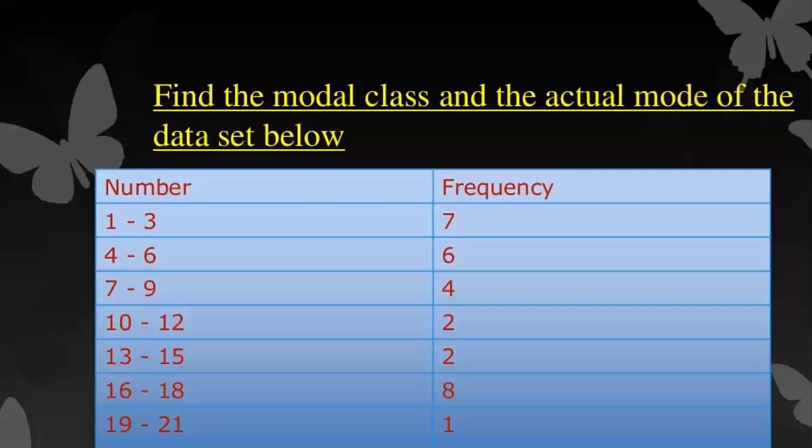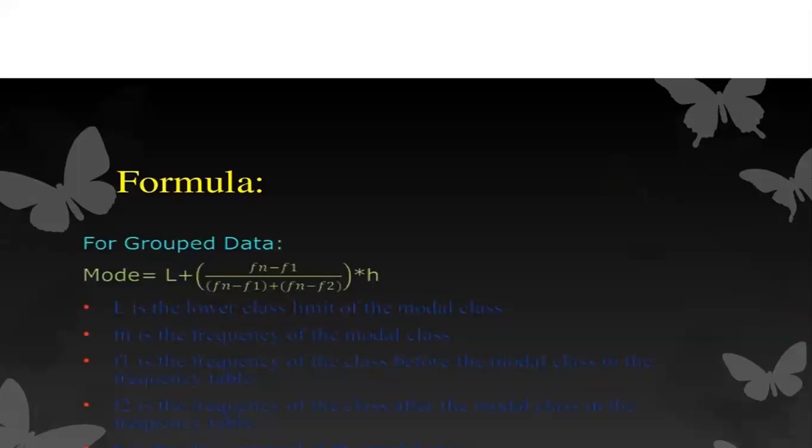So we have to use this formula. Here it is given: L plus (fn minus f1) upon (fn minus f1 plus fn minus f2) into h. So we have to use this formula in our case: L1, the lower limit, plus (f1 minus f0) upon (2f1 minus f0 minus f2) into i.